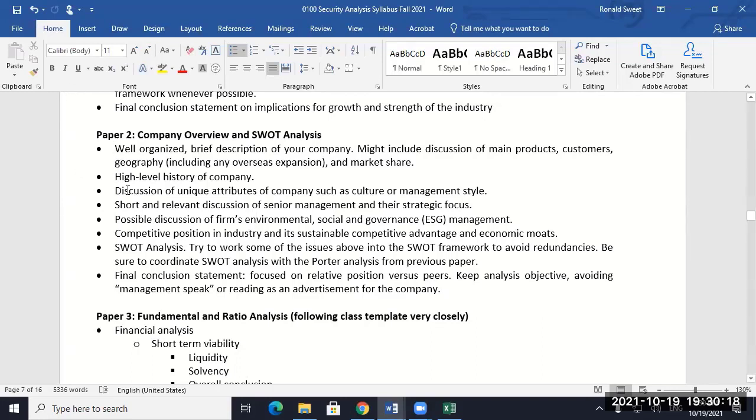So paper 2 is your company paper. It's a little bit open-ended, not quite as much as paper 1, but describe your firm, main products, main customers, just give you a sense of who the firm is, geography, market share. I've seen some of your papers and y'all done a good job of capturing that.